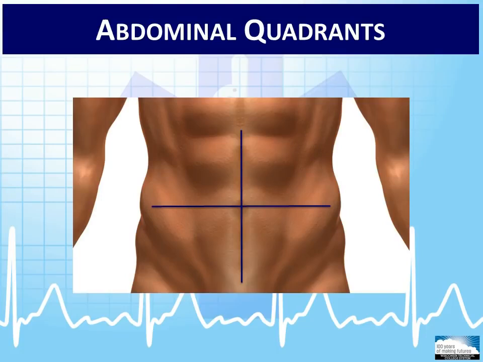Again, our reference is that of the patient's perspective, so the quadrants on the right-hand side of the patient are called right upper and right lower quadrants, with the upper quadrant obviously superior to the lower, or the lower quadrant inferior to the upper, depending on your perspective. Given that, the quadrants on the left-hand side of the patient are called the left upper and left lower quadrants.